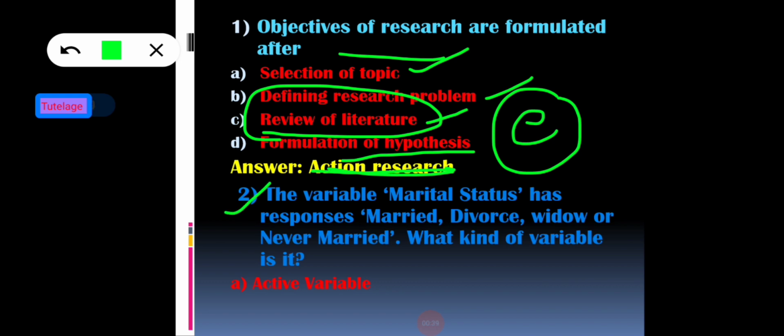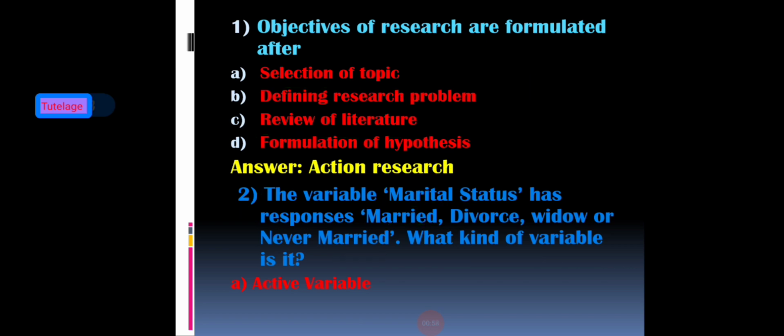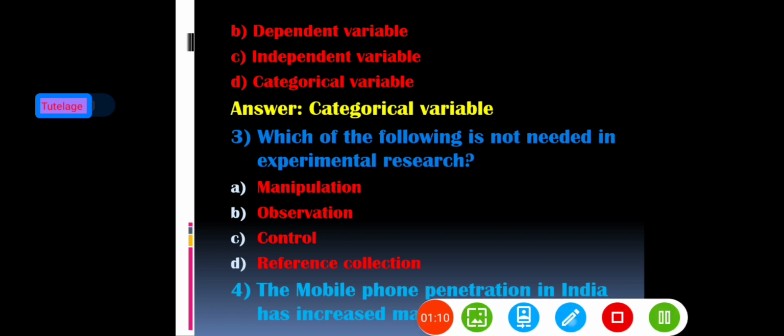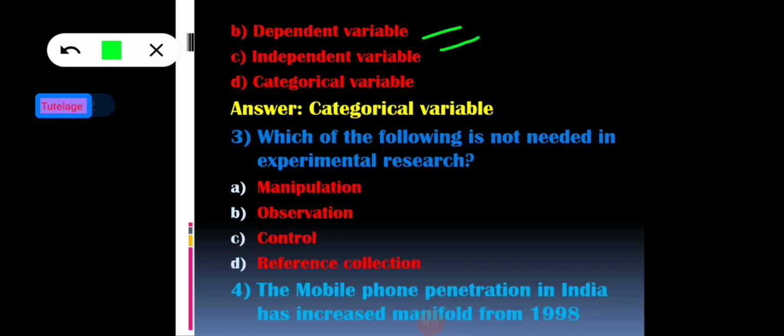Now going to the second question: the variable marital status has responses married, divorced, widow, or never married. So there are three responses: married, divorced, and widow or never married. What kind of variable is it? Here we can see our first option, that is active variable, and now going to the next options: dependent variable, independent variable, and categorical variable.